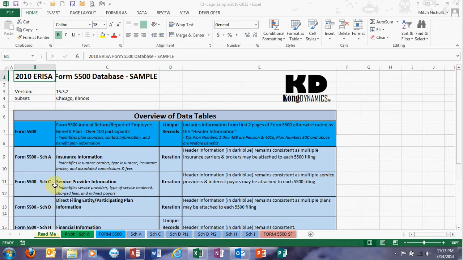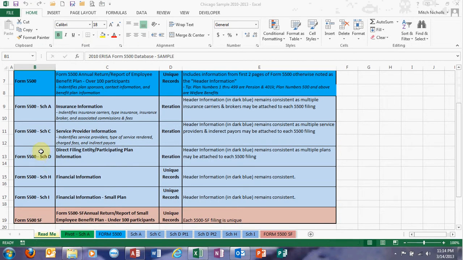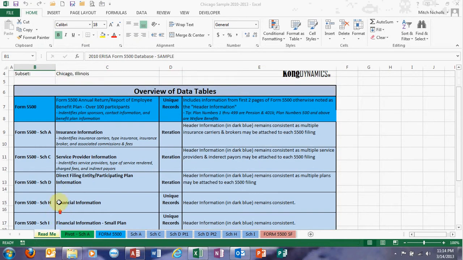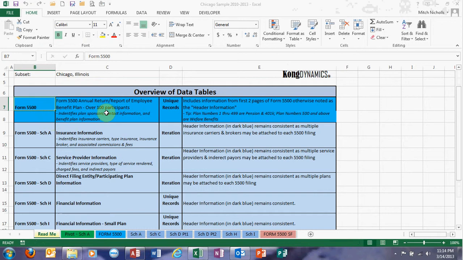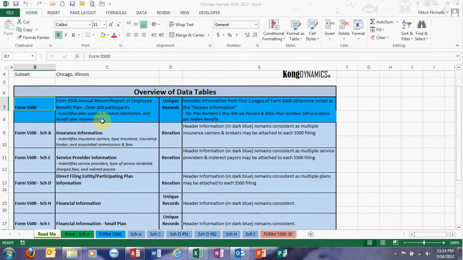So the first page we come to is the README, and this is just a general overview of what a 5500 form is and the different schedules that are attached to the 5500 form, and the 5500 SF, which is the short form for groups that are under 100 lives. So 5500 is for groups over 100 lives, short form is for groups under 100 lives. And I try to color coordinate this.